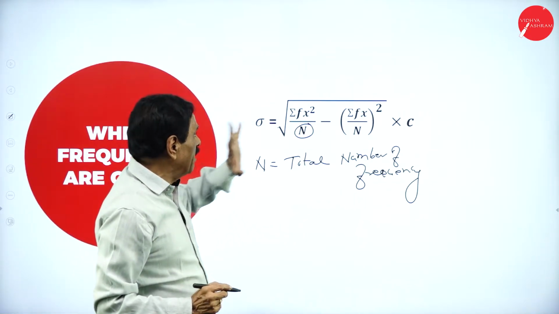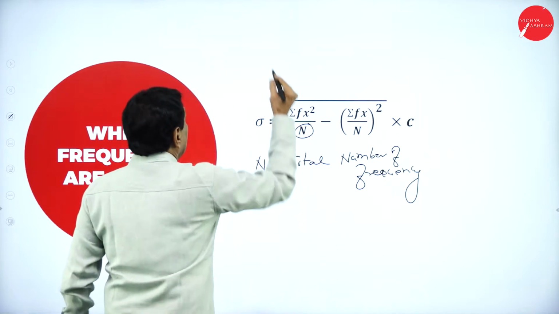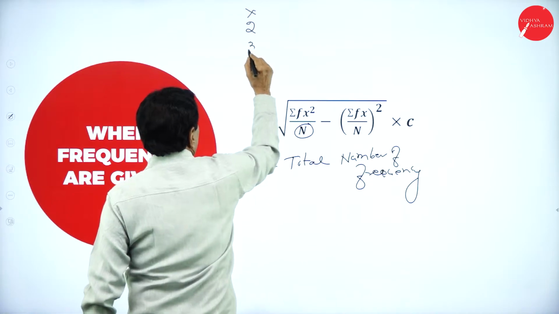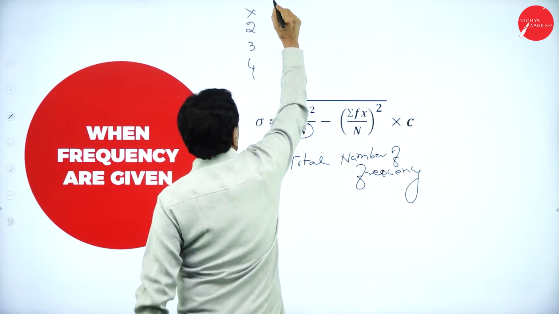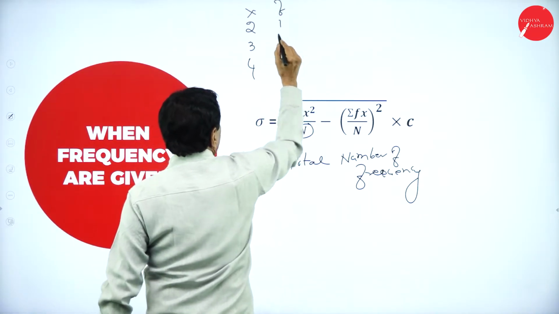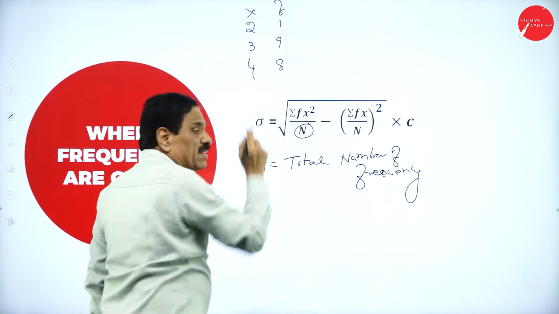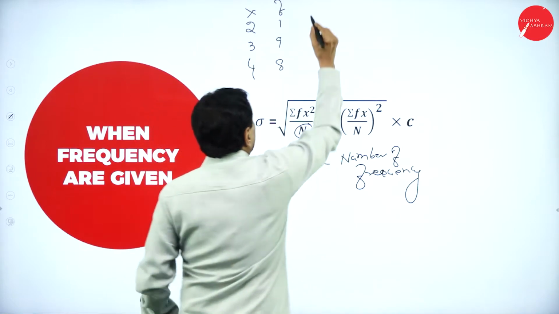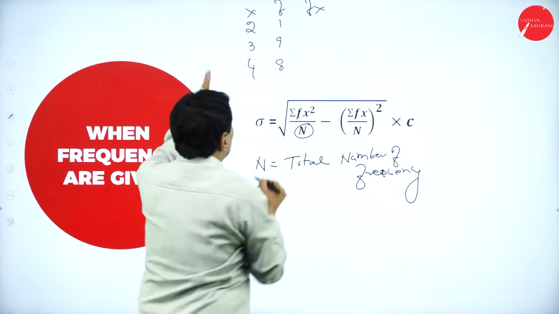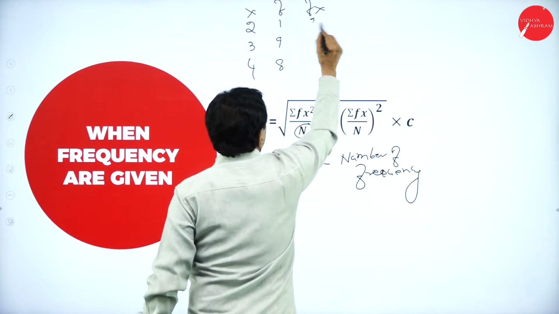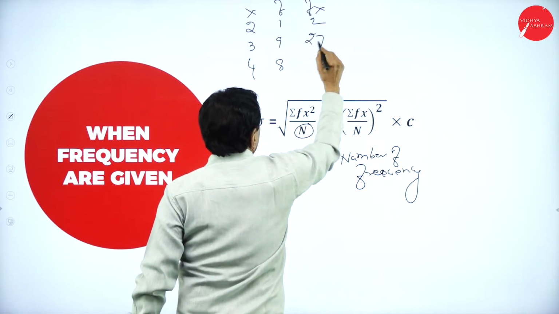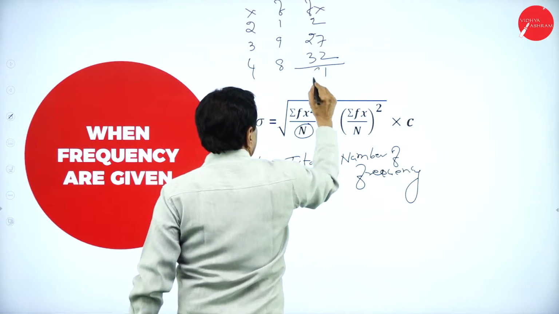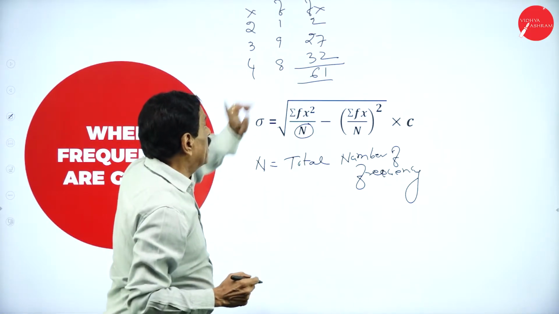I will tell you how they will ask in the exam. They will give x, something small, for example 2, 3, 4, and they will give frequency, something like 1, 9, 8. What are the steps to be followed? The first step is fx. You have to make the fx. 2 into 1 is 2. 9 threes are 27. 8 fours are 32. Add the figures: 61. So this is sigma fx.